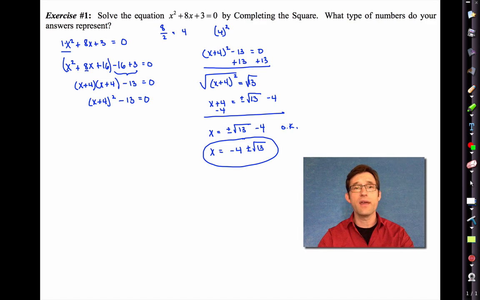What we're going to do today is actually give you an alternative. Now you're supposed to know how to solve a quadratic by completing the square under Common Core Algebra 1, but you're also supposed to know how to solve a quadratic using the quadratic formula. So let's introduce you to that now.